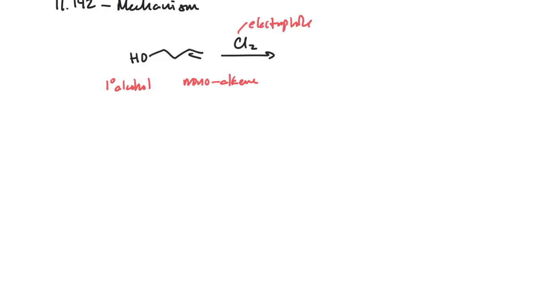So when I see a new reaction, one thing I like to do is just write out all the functional groups there, and that helps me make an association with the reactivity. So we have 1, 2, 3, a 4-carbon chain. There's a primary alcohol and then a monosubstituted alkene.